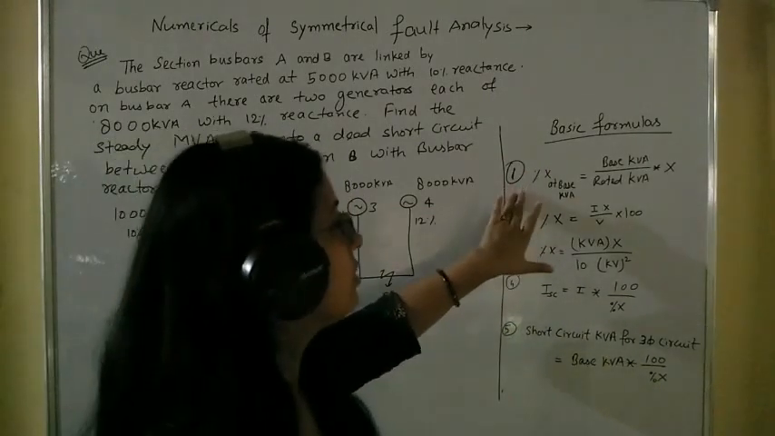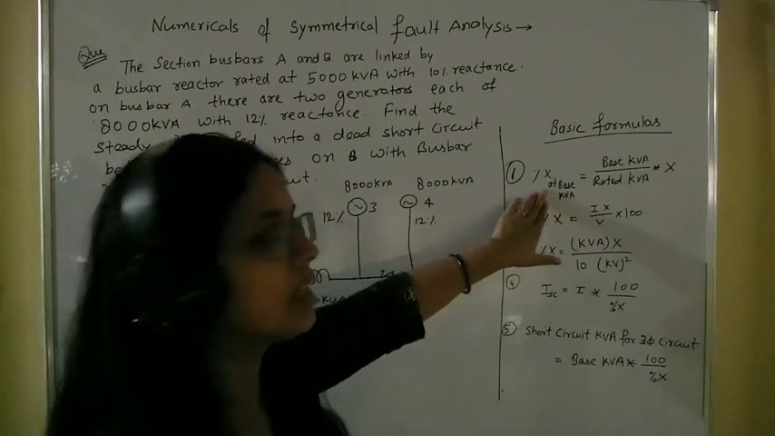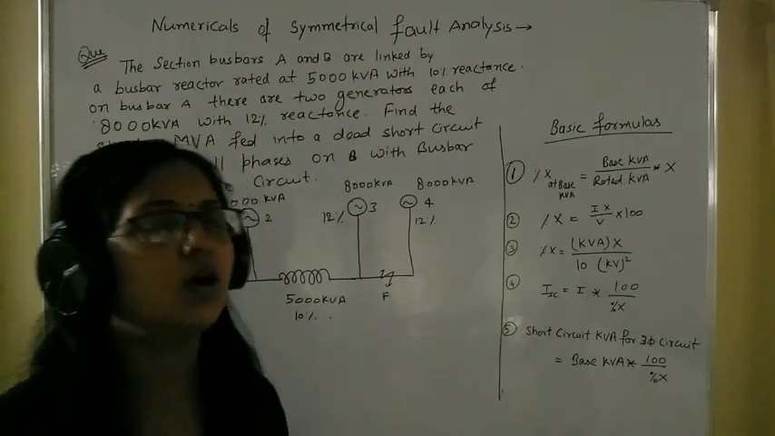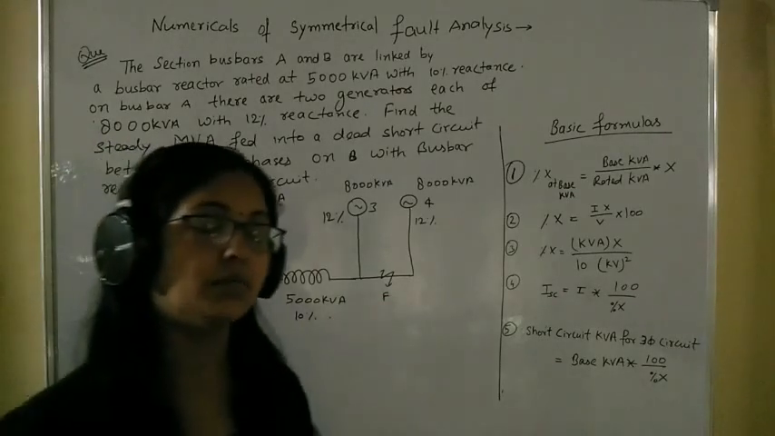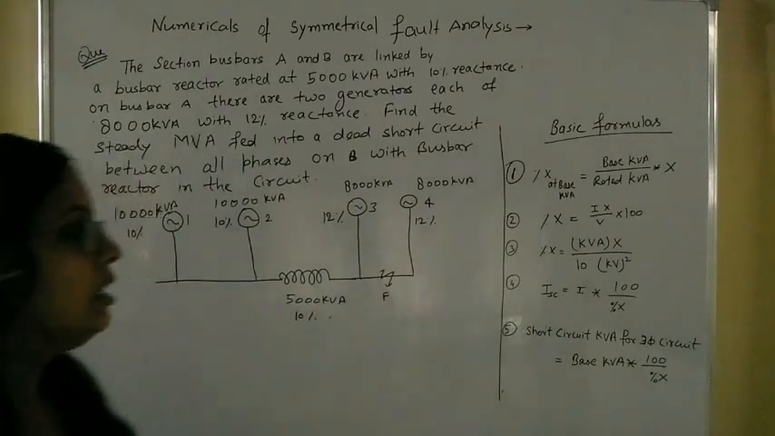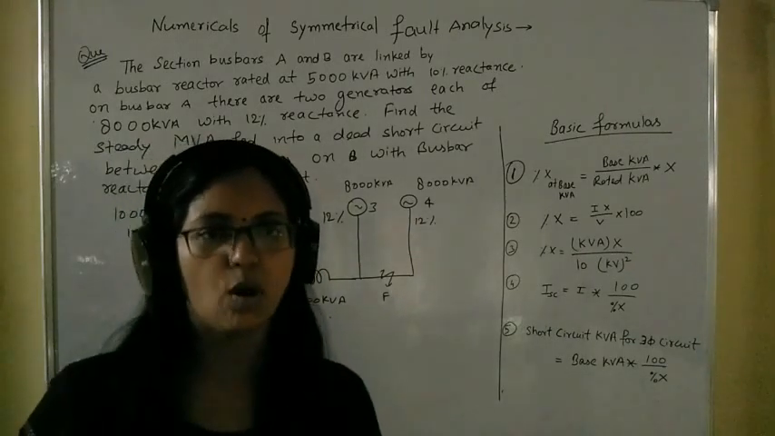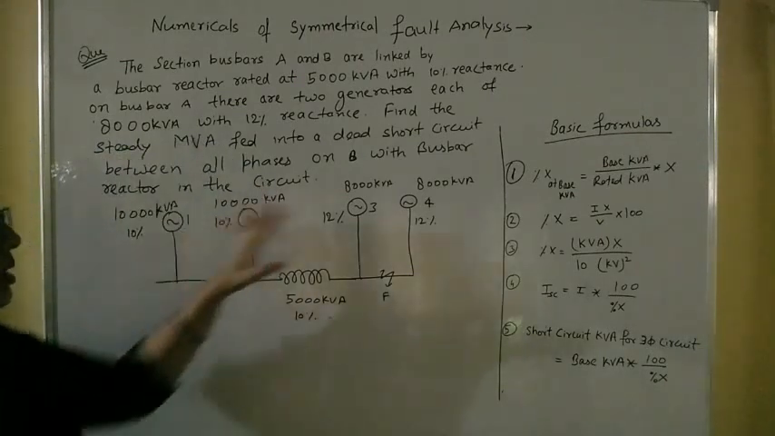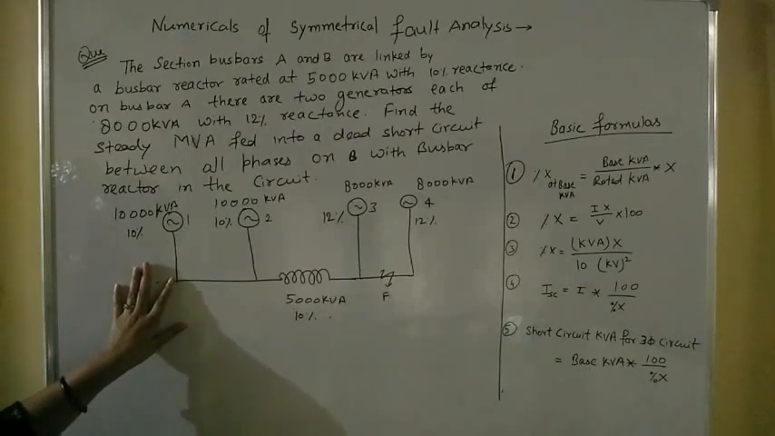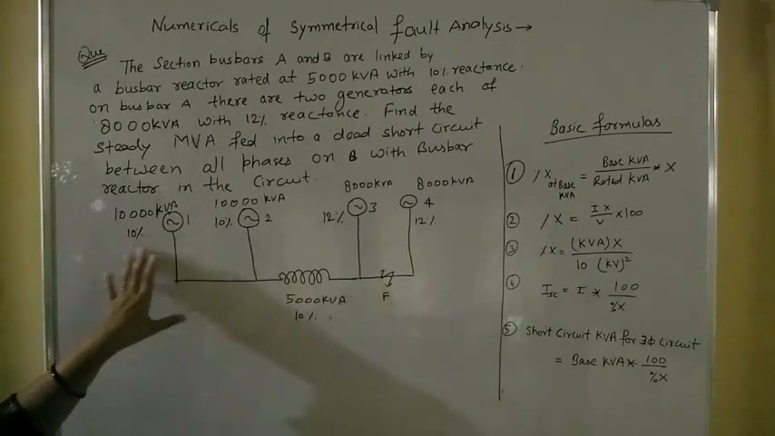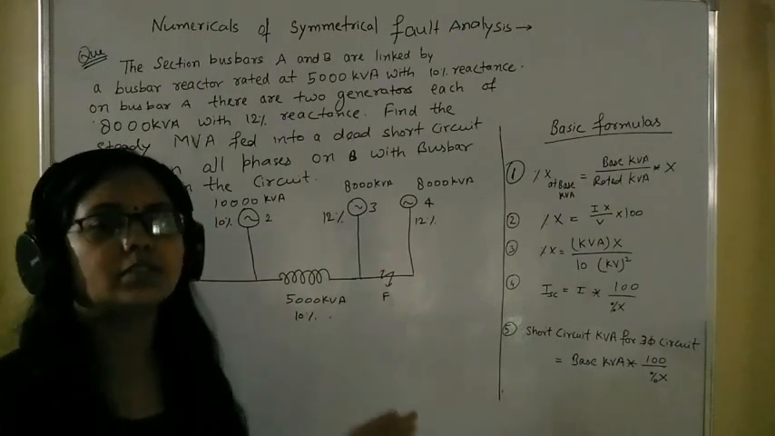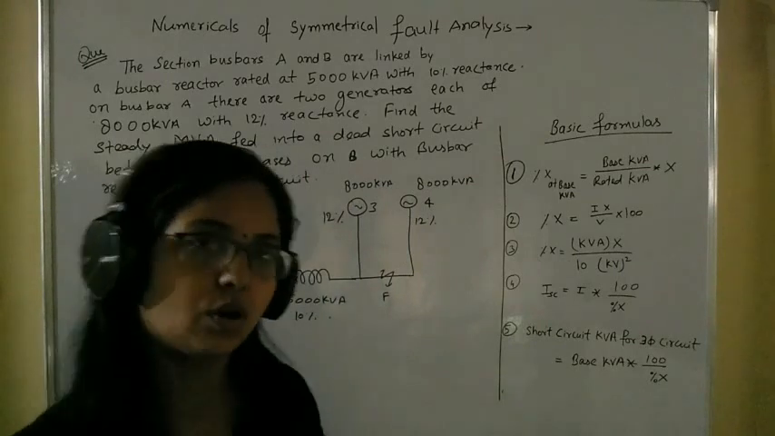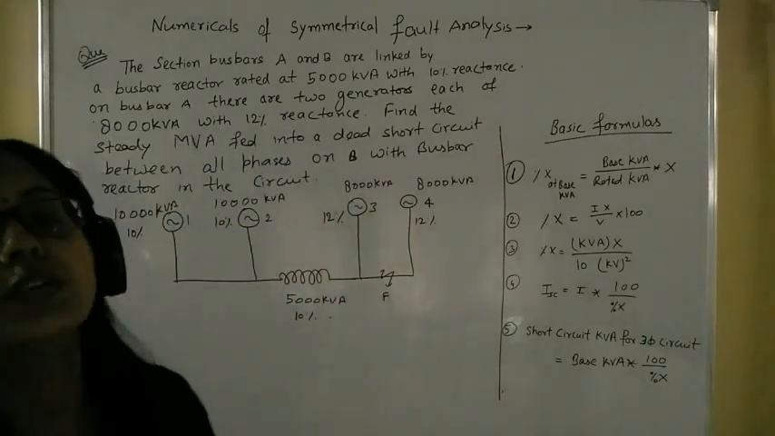The first formula is the percentage of x. Actually, in symmetrical fault analysis or any type of calculation in power system, we consider the percentage reactance of the equipments connected to the power system. Like this is a single line diagram of a power system. Here the percentage reactances are given, because percentage reactances are very much necessary for the calculation of the short circuit current and for the rating of the equipment.